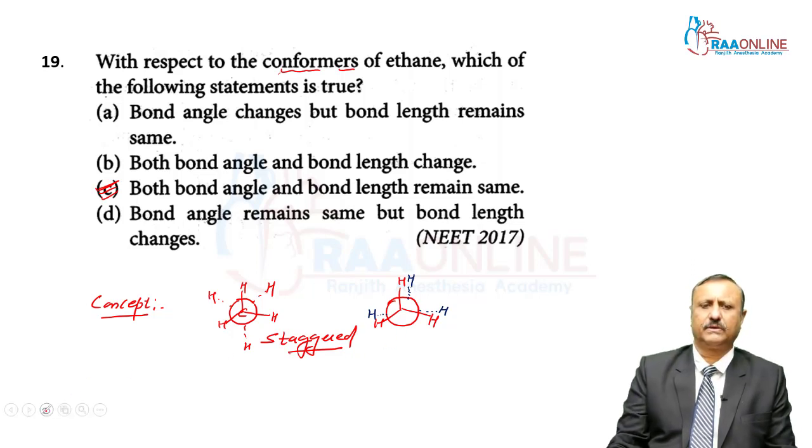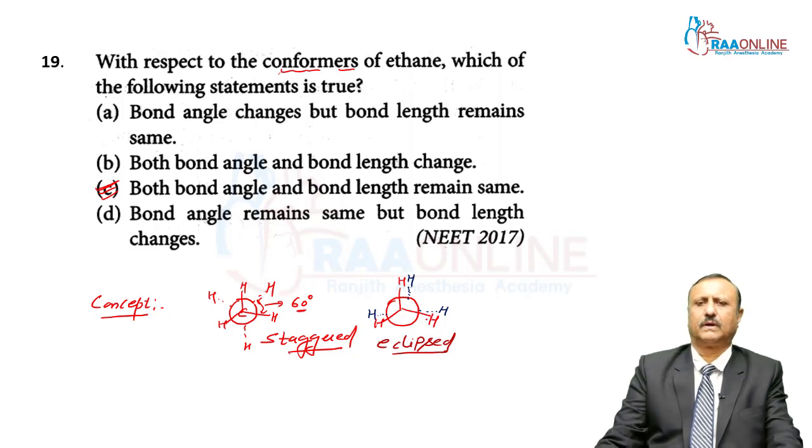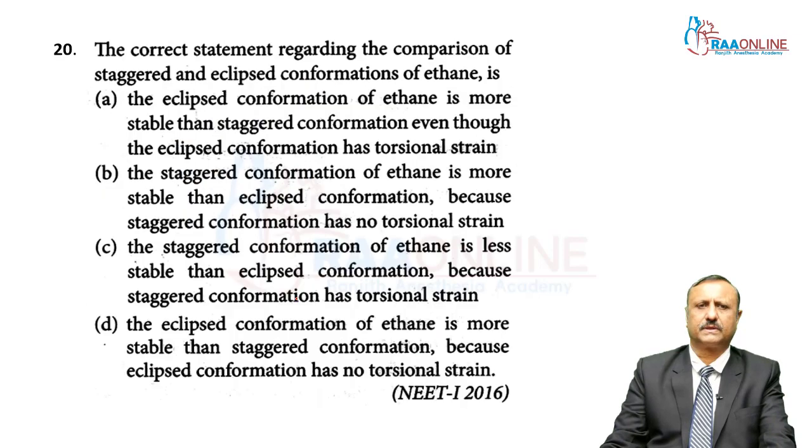When you see these staggered and eclipsed forms, the bond length and bond angles are the same. Here you can see the bond angle is approximately 60 degrees. So the bond length and bond angle are the same. Here you can see that the answer is C.